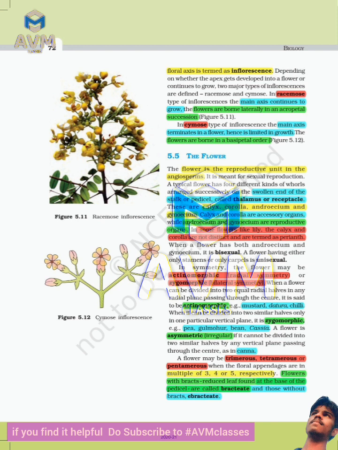When it can be divided into two similar halves only in one particular vertical plane, it is zygomorphic. Example, pea, gulmohar, bean, cassia. A flower is asymmetric (in brackets, irregular) if it cannot be divided into two similar halves by any vertical plane passing through the center, as in canna. A flower may be trimerous, tetramerous or pentamerous when the floral appendages are in multiples of 3, 4 or 5 respectively. Flowers with bracts, reduced leaf found at the base of the pedicel, are called bractate, and those without bracts, ebractate.